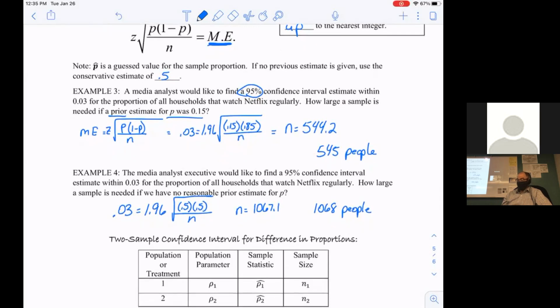Okay, so again, we can see it's almost 1100. So we almost doubled the sample size needed, because we didn't know what my original proportion was. We went from a 15% rate to a 50% rate. Alrighty, I'm going to shut this off because we have hit the end of that.